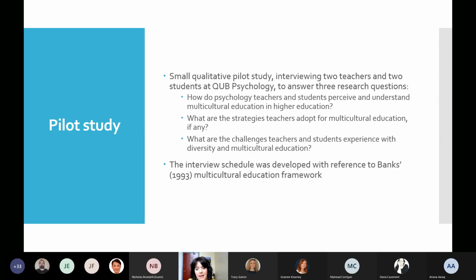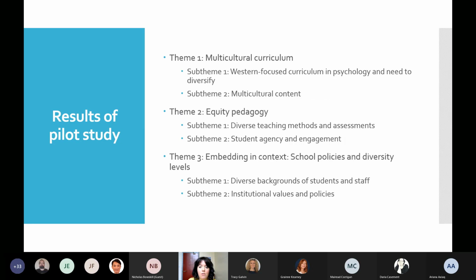So to this end, the pilot study tapped into 3 research questions. How did the teachers and students perceive and understand multicultural education? What are the strategies teachers adopt for multicultural education? And what are the challenges that teachers and students experience with diversity and multicultural education? So the transcripts were analysed with thematic analysis, and these were the themes and sub-themes identified.